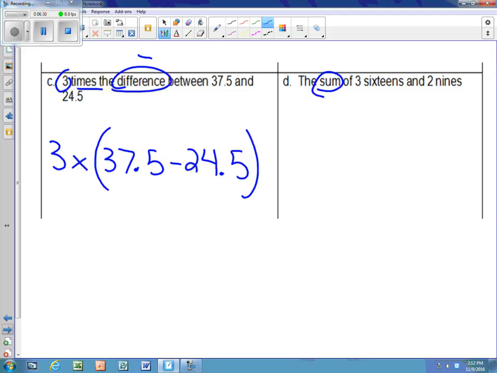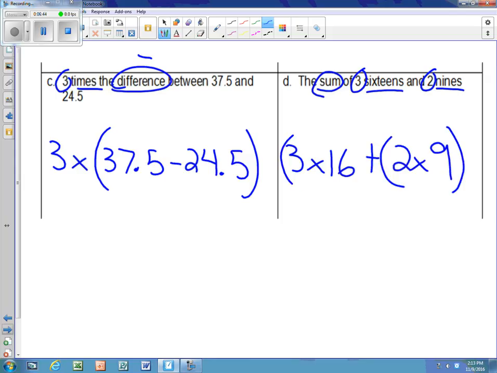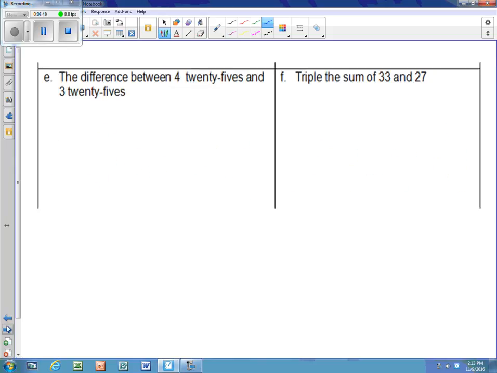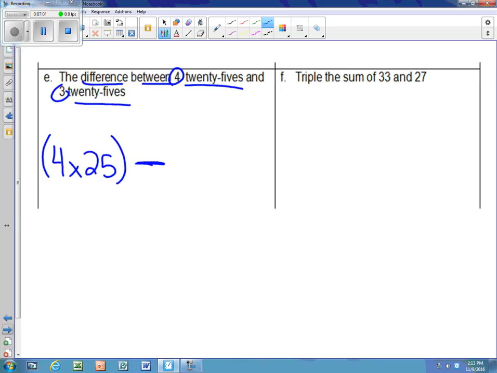Once again, we have to find the sum of 3 16ths. So that's 3 times 16 is 3 16ths, and 2 9ths, 2 times 9 would be 2 9ths. To make it look easier, we'll put those in parentheses. They don't have to be on that one. Next, we want the difference between 4 25ths and 3 25ths. So this time we're finding the difference. We have 4 25ths and 3 25ths.